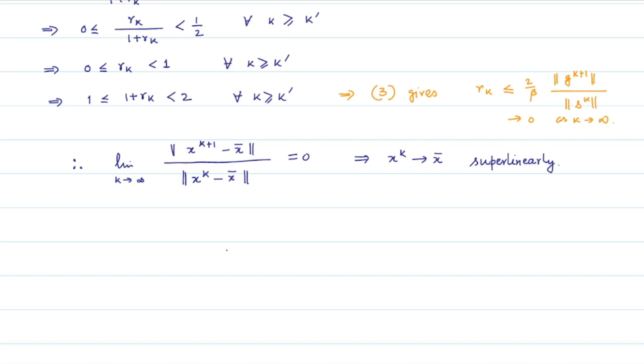Now next we will prove the reverse part of the result, that we assume that this sequence xk converges to x bar superlinearly, and then we have to prove the Dennis-More condition. For the converse part, suppose the sequence xk converges to x bar superlinearly, and the point x bar being a minimizer, we have the gradient at x bar is equal to 0.